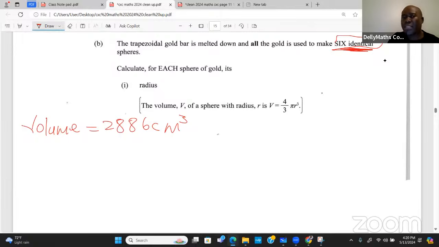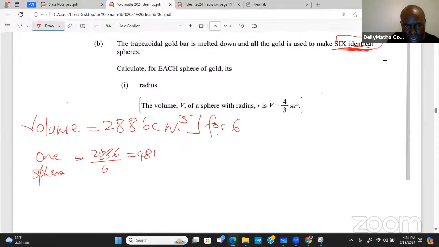So it's made, let's read again, the trapezoid gold bar is melted down, and all the gold is used to make 6 identical spheres. So what I want to do, this is for 6. I need 1. So basically for one sphere is going to equal to take this and divide it by 6, because we want to divide that into 6 pieces. So this is actually 481 cm cube for 1.